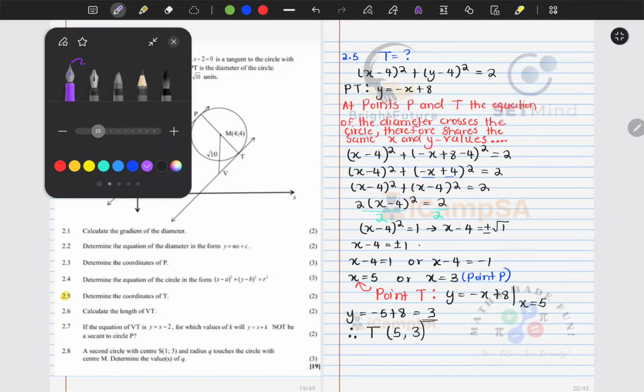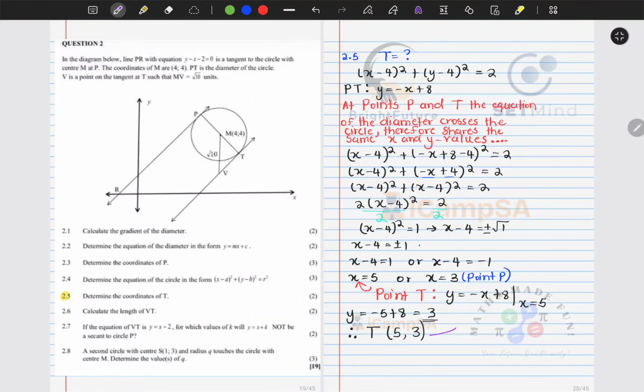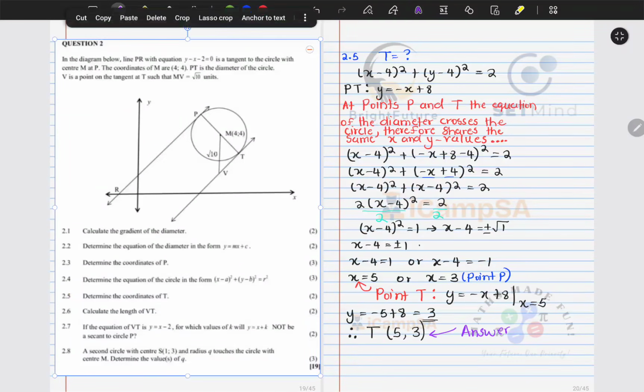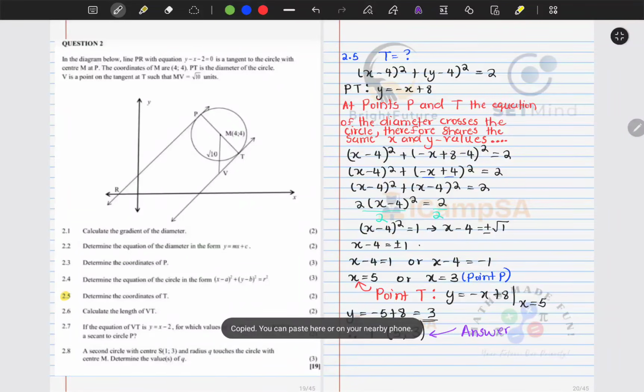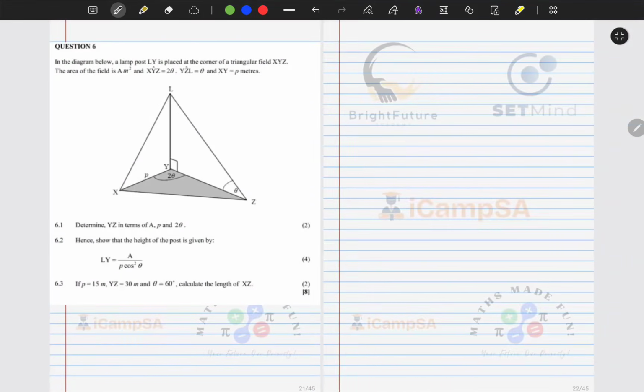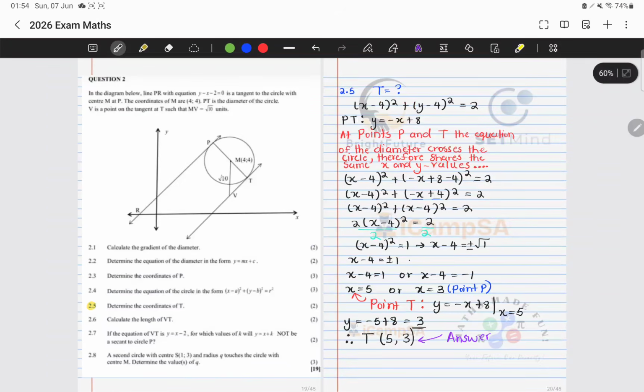Okay. So let's go ahead and, well, for this one, this then becomes our answer for question 2.5. So let's go to the next page, guys, and see how we can solve this problem.